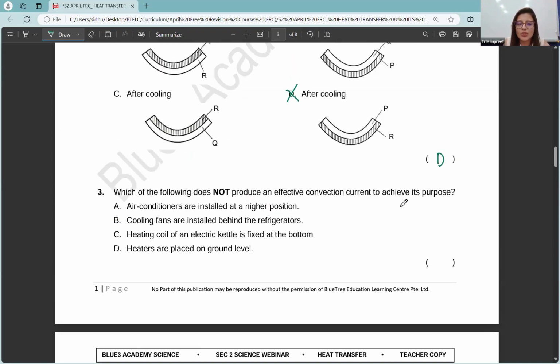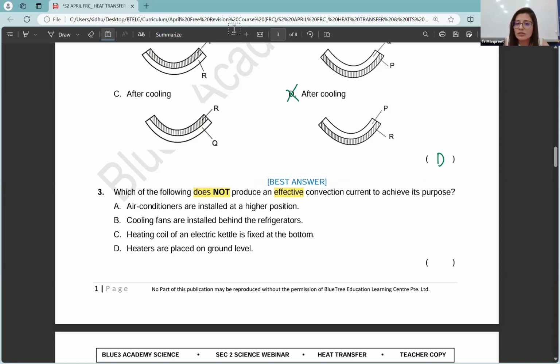Okay, next one. Which of the following does not produce an effective convection current? The key word here is effective. Is it able to produce convection current? We'll run through all the options, but the ideal answer is always one that's effective. When you have this kind of question, usually they're asking you for the best possible answer. So there's going to be ideally 2 or 3 answers that will be correct and accepted. You've got to run through and see whether it fits. So let's look at it.